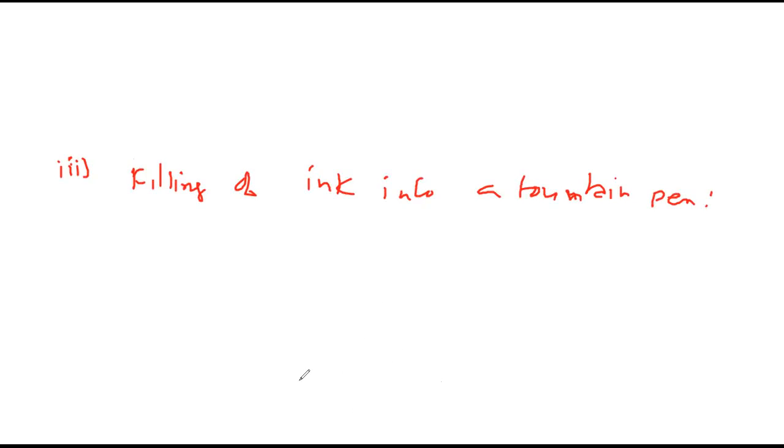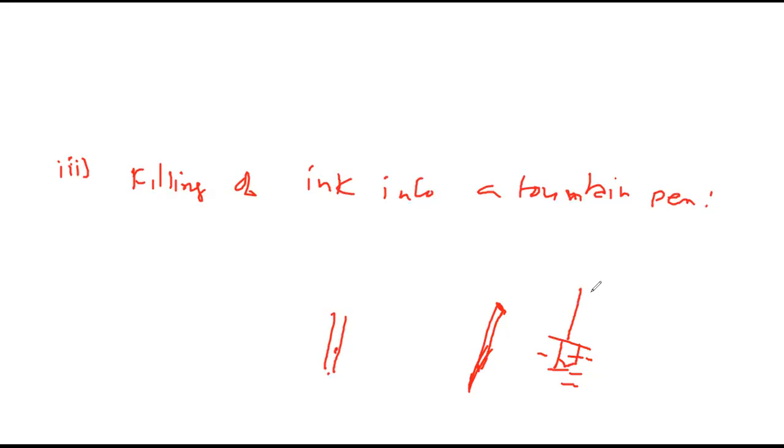What do we do here? We take a syringe. Like a syringe, it is filled with liquid due to atmospheric pressure. Ink will also get filled in the fountain pen. In some pens, inside there is already a rubber-like thing. When you apply pressure here, it rises up due to this. So the pen is kept with its nib inside the ink. The nib is kept inside the ink.